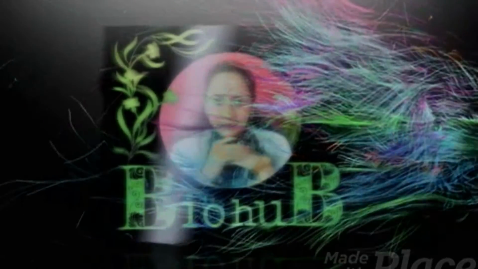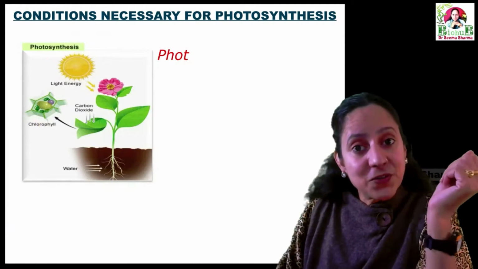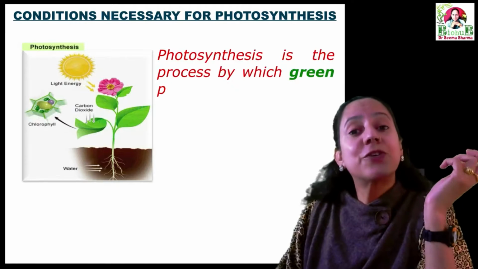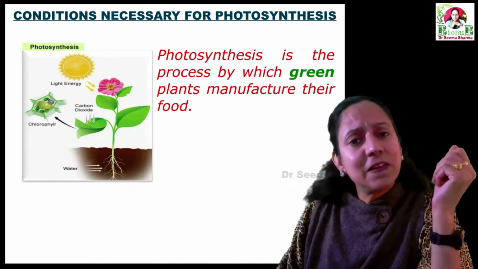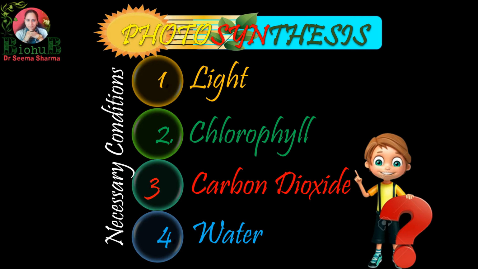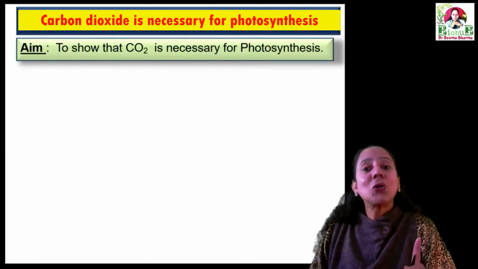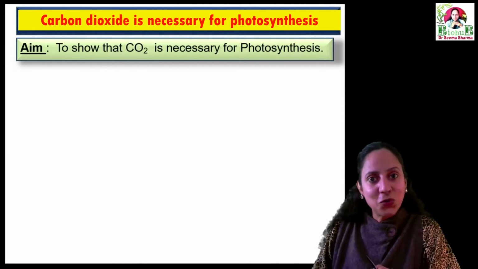Seema Sharma. Friends, in this video you will get to know of verification of conditions necessary for photosynthesis. Photosynthesis is the process by which green plants manufacture their food. This process can be represented with the help of this equation. And these are the 4 conditions which are necessary for the process of photosynthesis. And here we are going to verify that carbon dioxide is necessary for photosynthesis. The aim of this activity is to show that CO2 is necessary for photosynthesis.